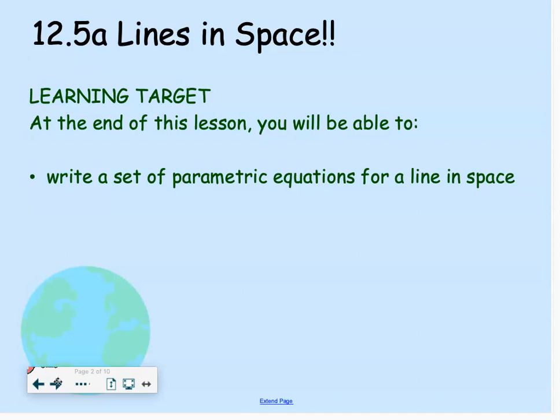All right, lines in space. Quick question before we do anything. What 2 things do you need for an equation of a line? Point and slope, right? You guys remember that from last year? And the last 5 years. Okay, point and slope.